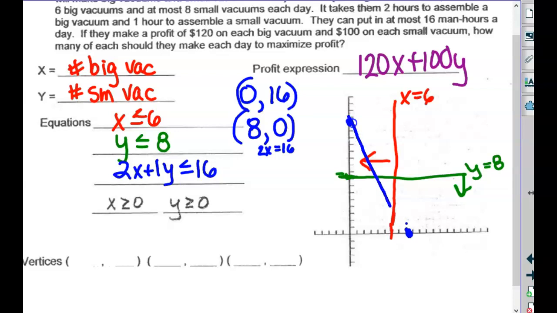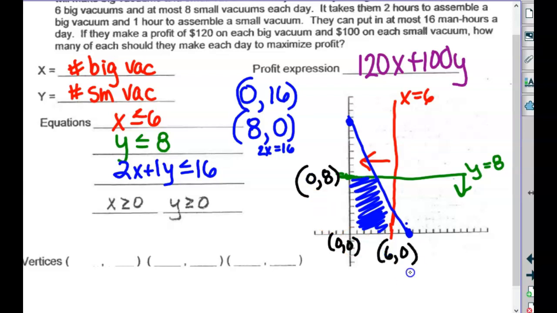How many sides does our area have? 1 side, 2 sides, 3 sides, 4 sides, 5 sides, right? So 5 vertices. Okay, 3 are easy. Can anybody give me one of the easy ones? Oh, you are good. Okay, some more. Anybody remember what this one was? That was a green line. So y was 8, so it's 0, 8, right? The red one down here was x is 6, so that's 6, 0.